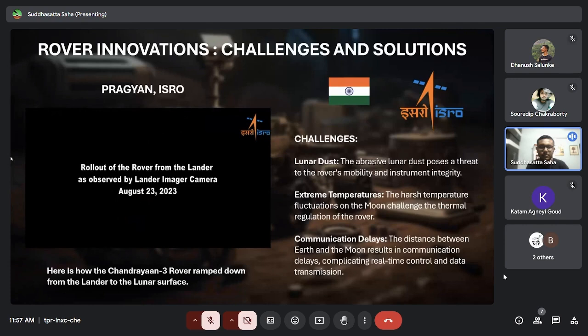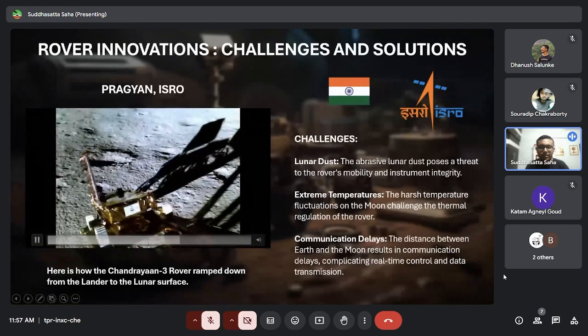So you see, this is the solar panel which is there. This is the rocker bogie. This is the body of the rover.